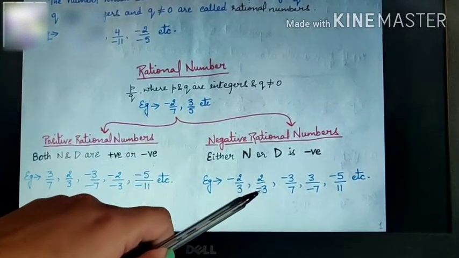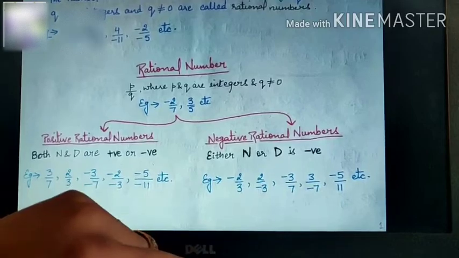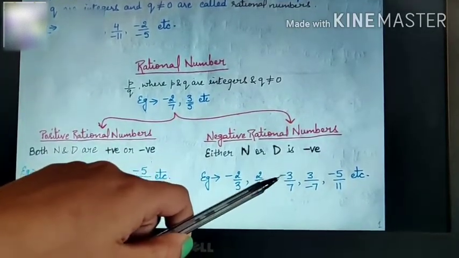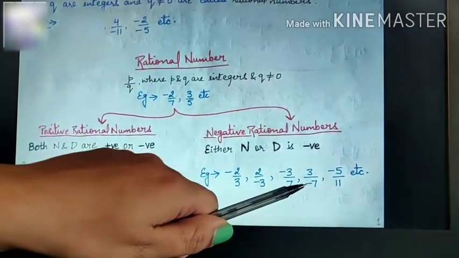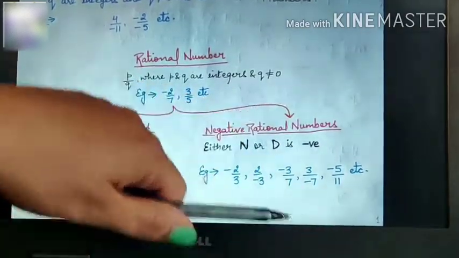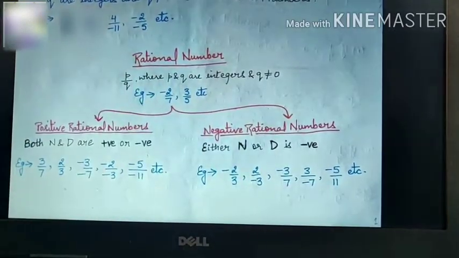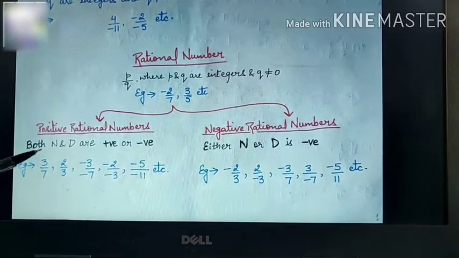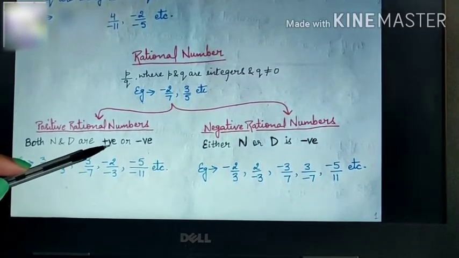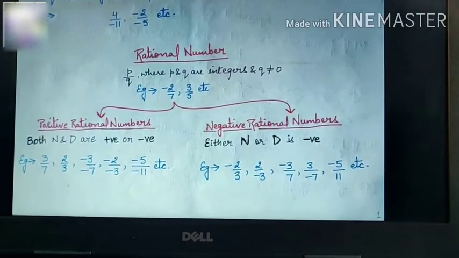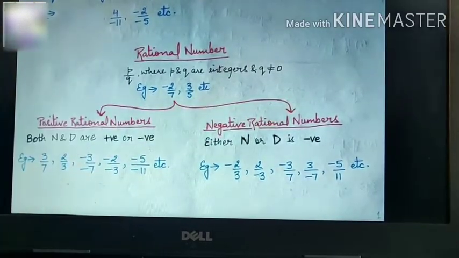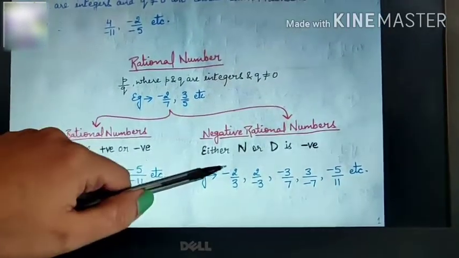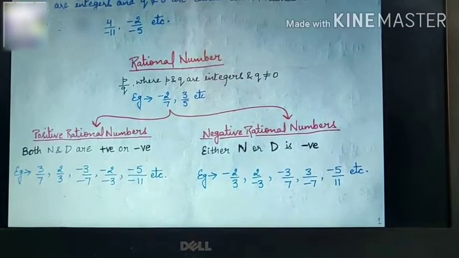Here, 2 upon minus 3, numerator is positive, denominator is negative. So it is a negative rational number. Similarly, minus 3 by 7, here numerator is negative, denominator is positive. So all these are negative rational numbers. So what we learned is that positive rational numbers are those in which both numerator and denominator are positive or negative. And negative rational numbers are those in which one of them is negative and the other one is positive. Either numerator or denominator is negative.